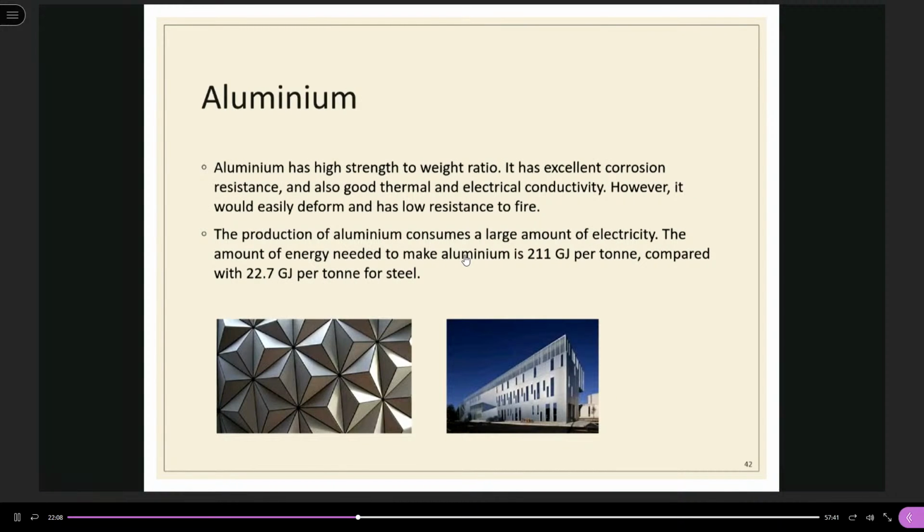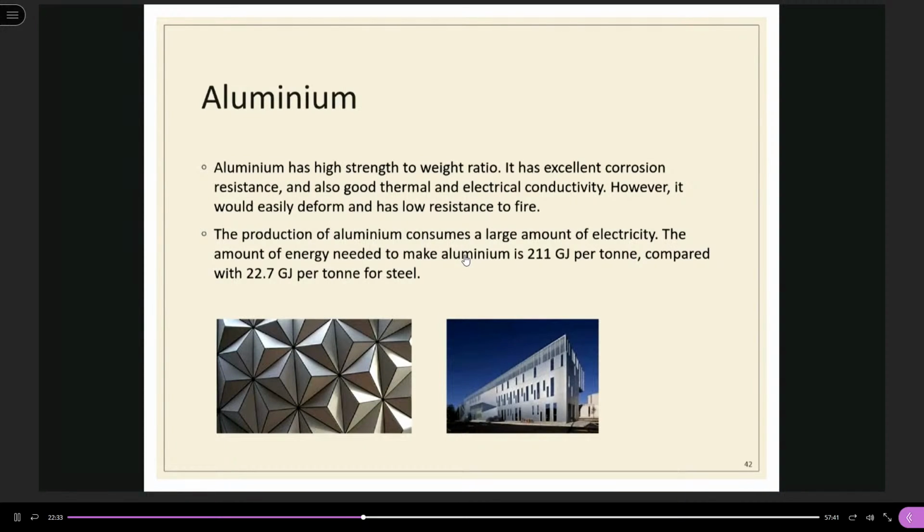Aluminium. It has a high strength to weight ratio. So compared to steel, aluminium is much lighter. And it has excellent corrosion resistance. It also has good thermal and electrical conductivity. However, it would easily deform and has low resistance to fire.